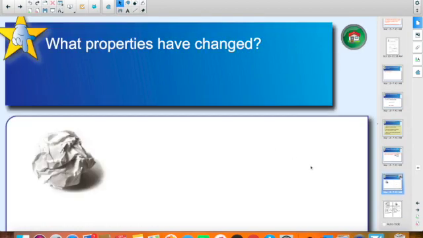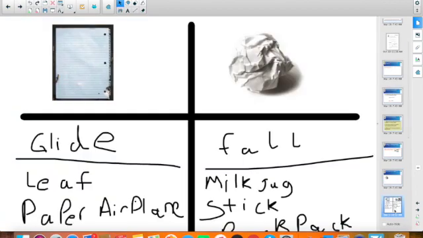All right. What properties have changed? So when we took that flat piece of paper and we did this to it, what changed about it?